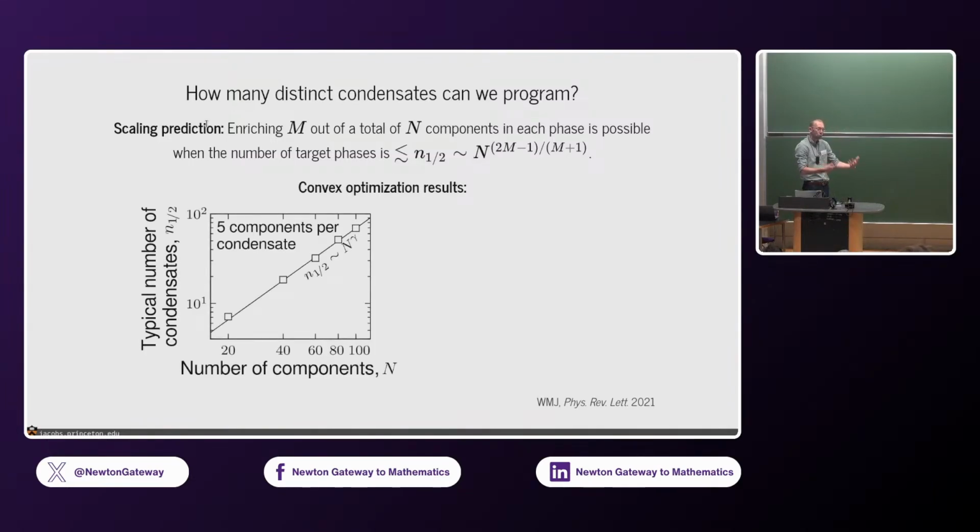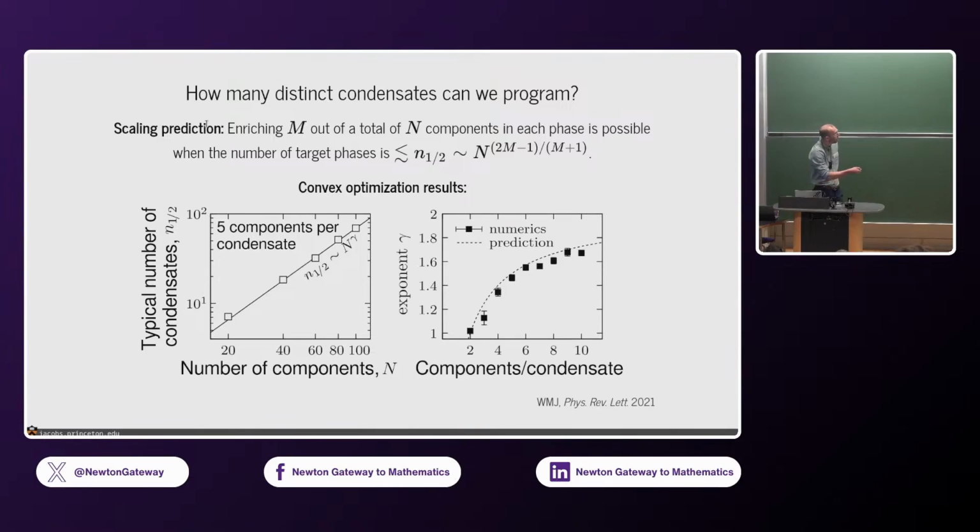Indeed, if you do the numerics using this convex optimization approach, you can find that the typical number of condensates that you can successfully encode with such a free energy landscape scales as a power law as a function of the number of components, and this scaling exponent increases as you increase the complexity of any given condensate or any given phase. So this is the number, capital M, of components that I'm putting into each condensate. And all of this follows the scaling prediction quite well.